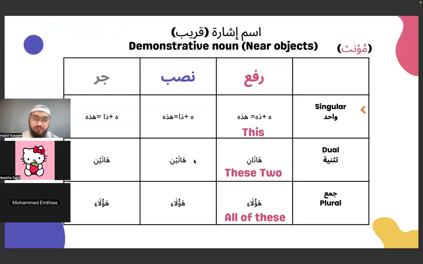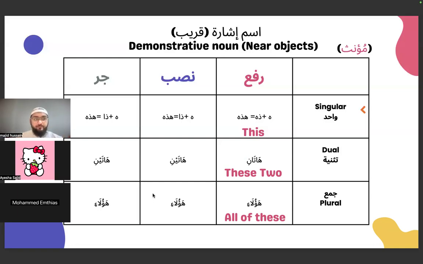هاتان. In the state of nasab, هاتين, and in the state of jar, هاتين. The plural is the same for ism ishara qarib for masculine and feminine, which is هؤلاء. Same for masculine and feminine in all the three states of i'rab, which are rafa, nasab, and jar. This is with regards to ism ishara qarib.